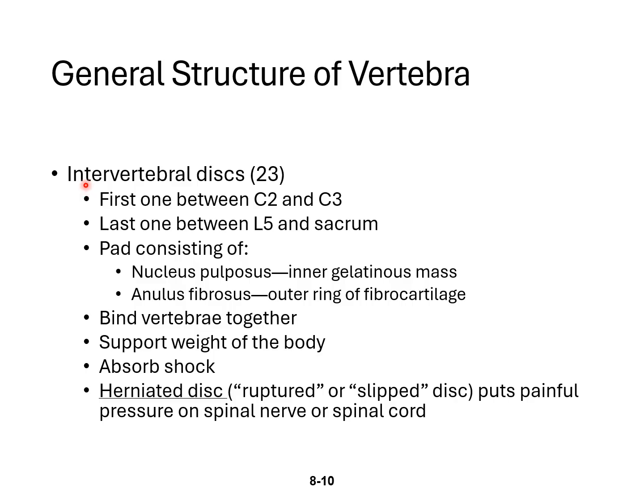So you have 23 intervertebral discs. They begin at C2 to C3. The last one's between L5 and sacrum. They have that nucleus pulposus we talked about, and they also have an outer ring of fibrocartilage, and it's that fibrocartilage that helps absorb all the shock. If you have a herniated disc, this means it's ruptured or slipped. This means the pulposus starts to break through that outer ring. It then puts painful pressure on the spinal cord or spinal nerves, and then it either has to be treated with drugs or other type of therapy.